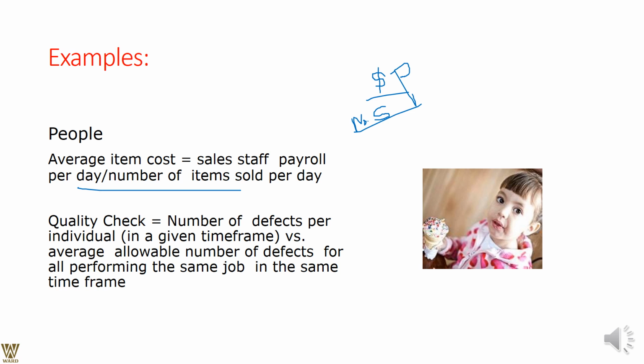The quality check: you look at this particular picture, a pretty little child having an ice cream. So, the number of defects per individual in a given time frame. The time frame can be decided as quarterly, monthly, or annual, vis-a-vis the average allowable time of defects for all performing the same job in the same time frame. This is what we need.